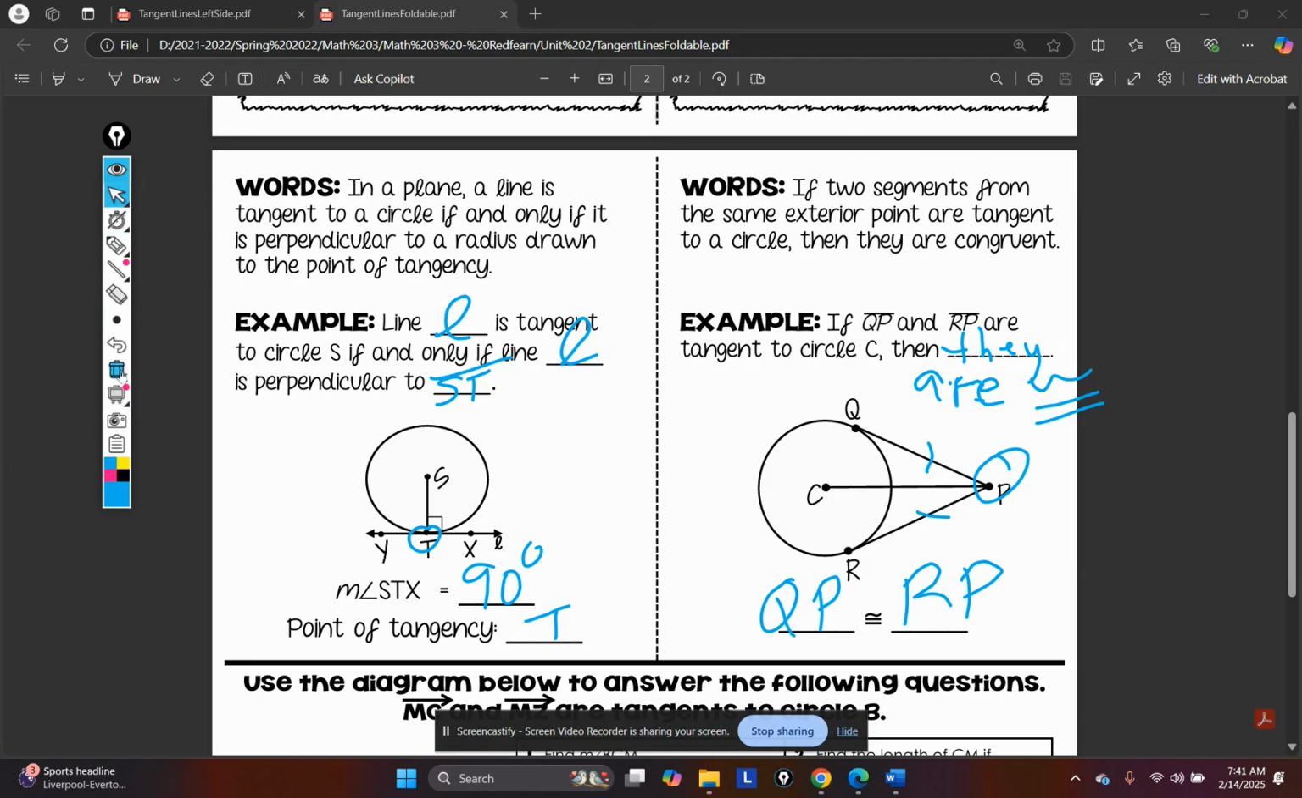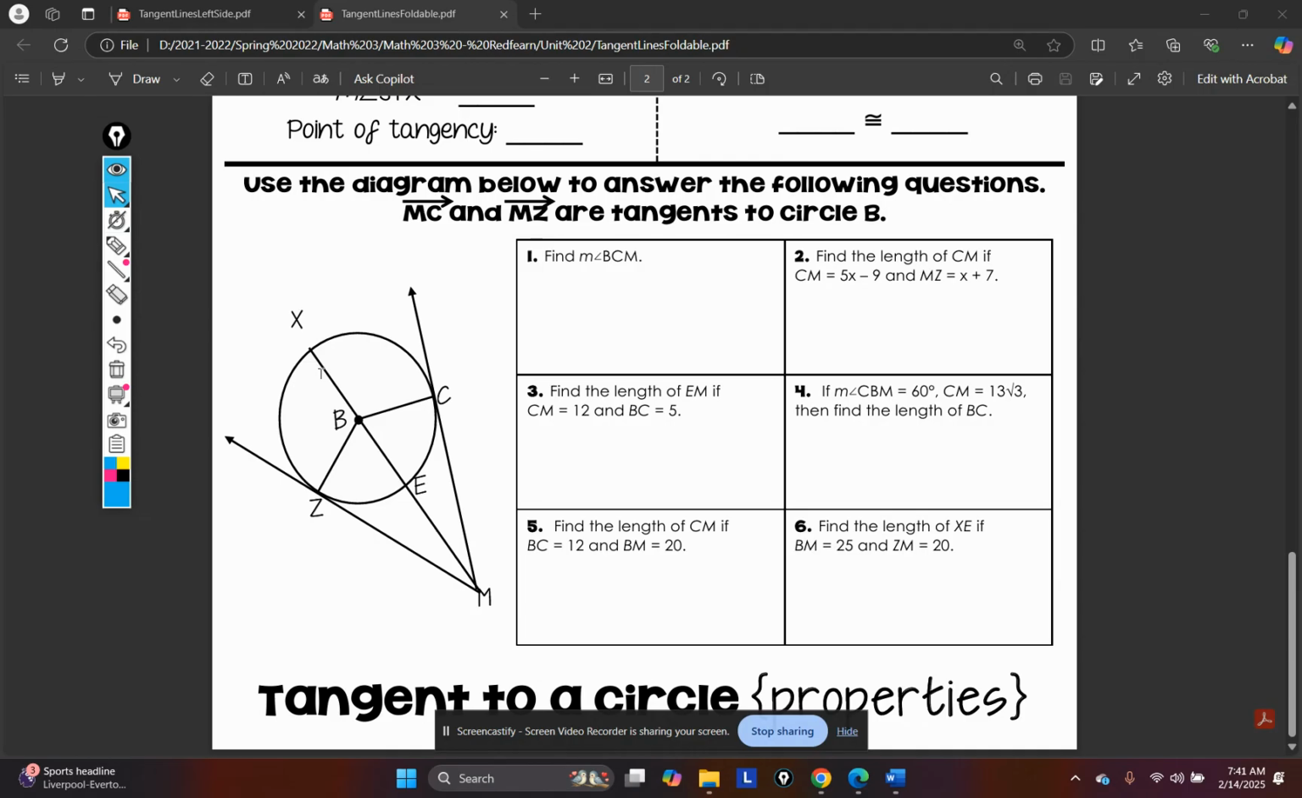Okay, so now we're going to use this diagram here, and we're going to use this to solve problems. All right, so if you want to mark on this diagram, it's up to you, but I'm going to be marking and erasing because I'm using it to do the 6 problems.